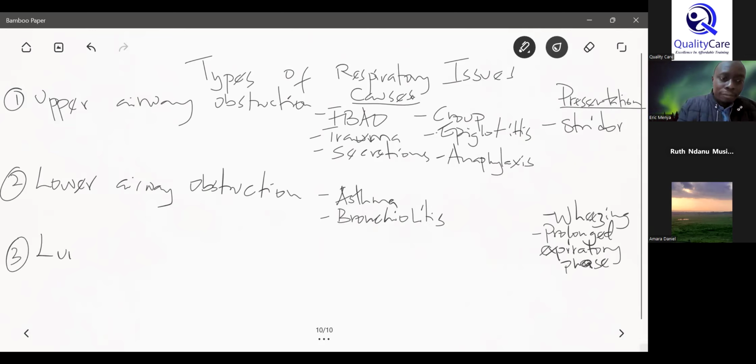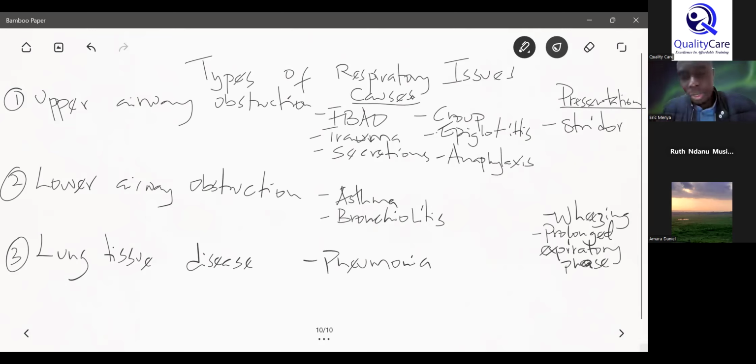We have lung tissue disease. So lung tissue disease. What are some of the causes? Daniel. Pneumonia. Aspiration, yes, so that's still pneumonia. Chemical, those are still pneumonia. Trauma. Okay, lung contusion. So trauma, lung contusion.